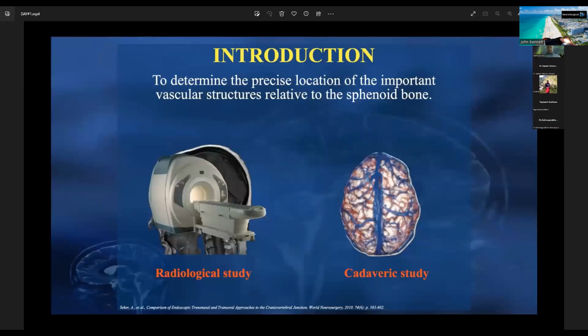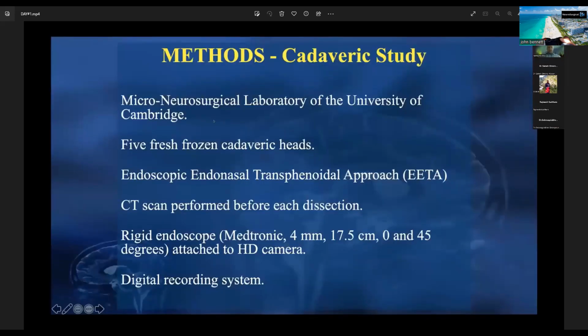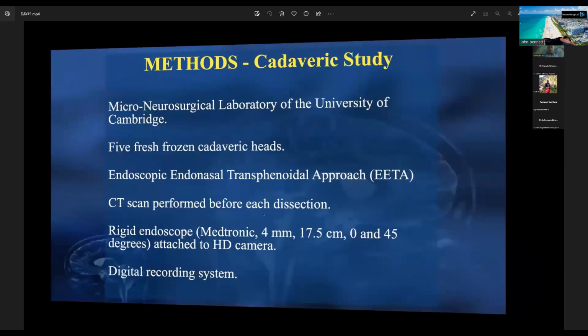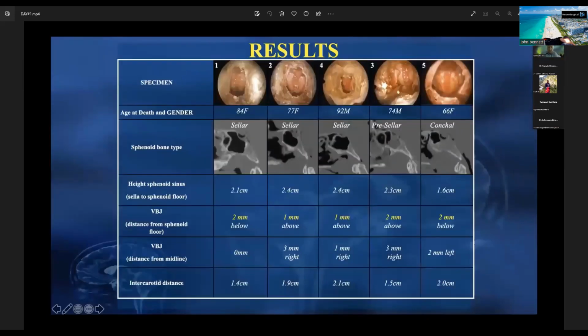We did a radiological study and a cadaveric study. It was all done at the University of Cambridge. We used cadavers and did surgery on five cadaveric heads, and we scanned the specimens before we started. It was straightforward. There were different types of sphenoid sinus aeration, and we looked at the vertebrobasilar junction when we opened the dura and its relationship to the sphenoid floor. You could see it is a good landmark. Not exact, but a very good landmark.